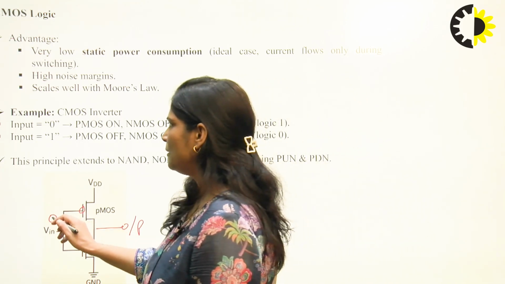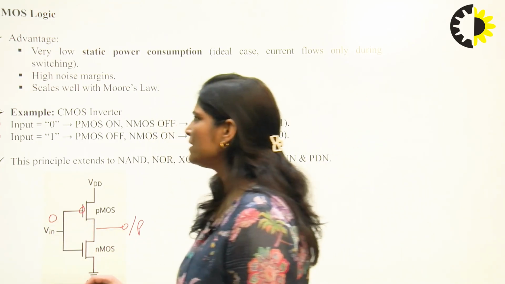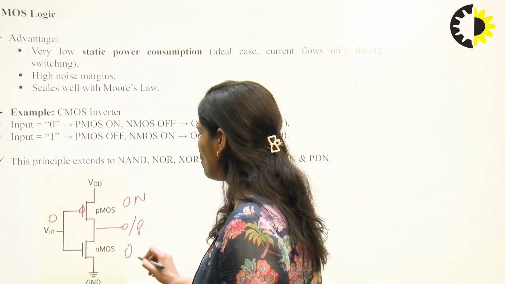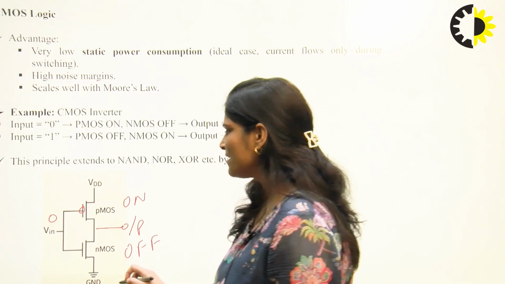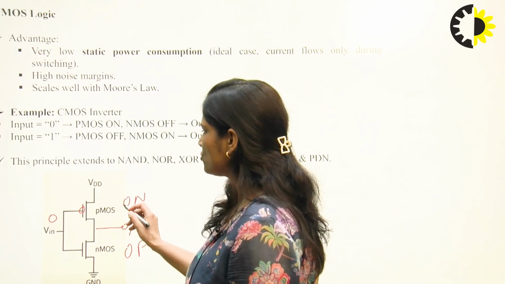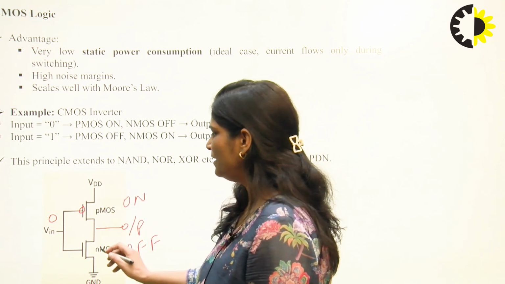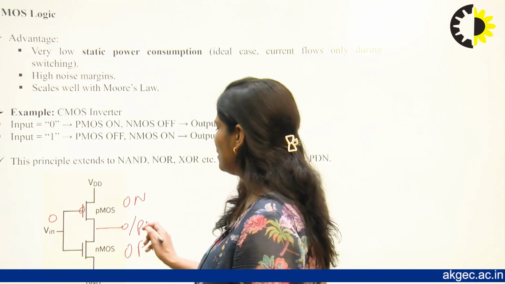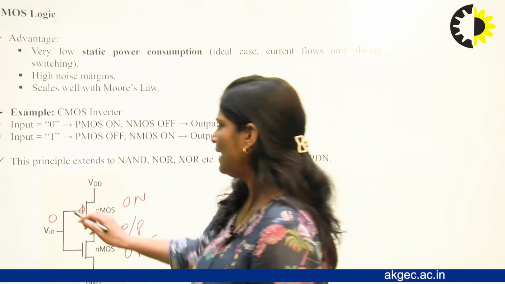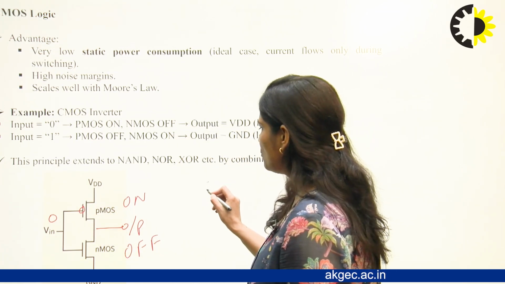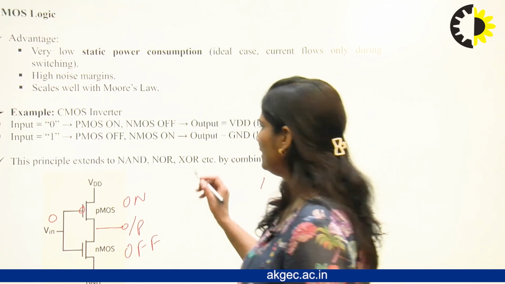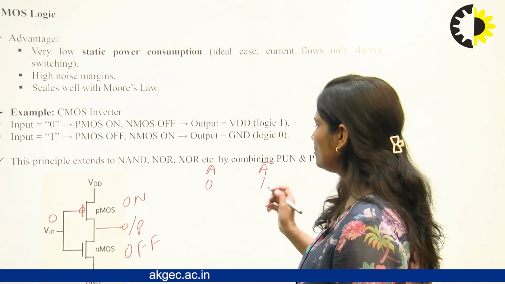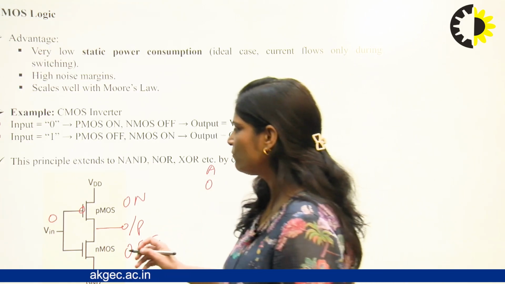Now, if input is 0, it means PMOS is on and NMOS is off. And off means open circuit and on means short circuit. If it is short, it means output is connected to VDD. Here it is open. So output is connected to VDD means if we are giving input 0, then output is equal to 1. And inverter, you all know, Y is equal to A bar. So input is equal to 0, then output should be equal to 1. So here we have to verify it also.